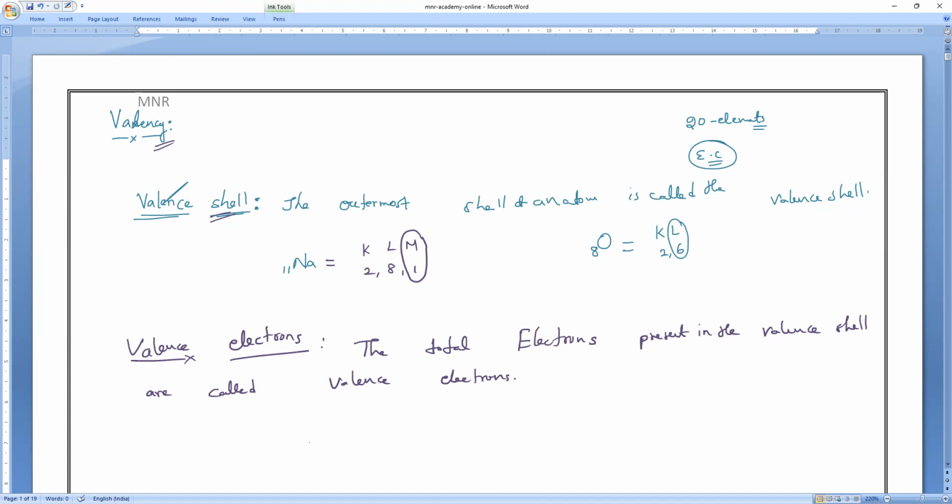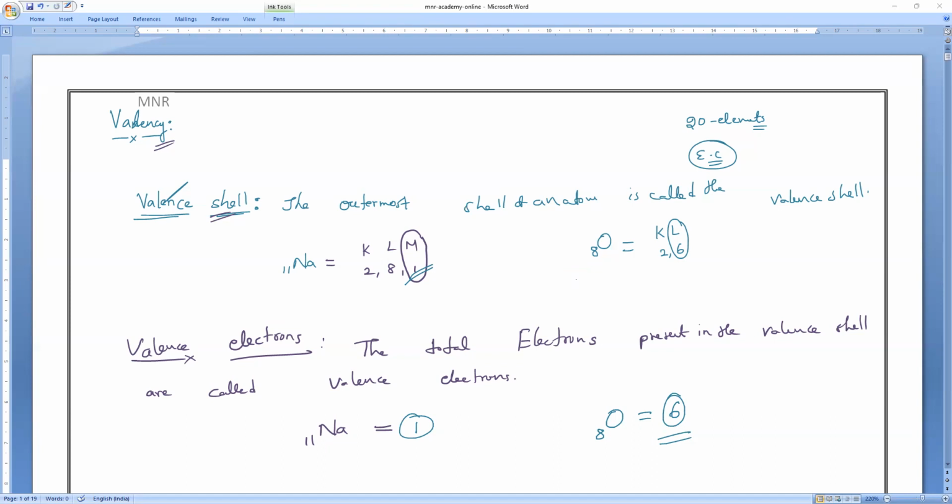So now if I take sodium again, what are the valence electrons, everybody? Sodium valence electrons, how many? In the valence shell, how many electrons? One. Oxygen, what are the valence electrons? 6. That's all. So if you know this, then it is easy to find the valency. So that is our today's concept.